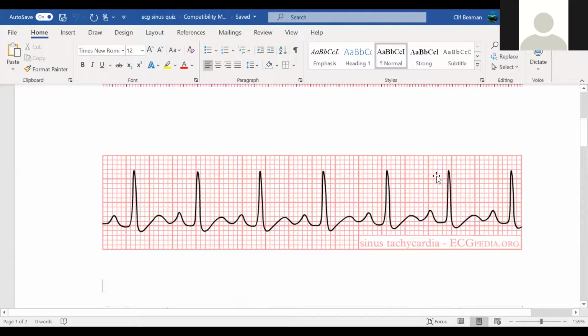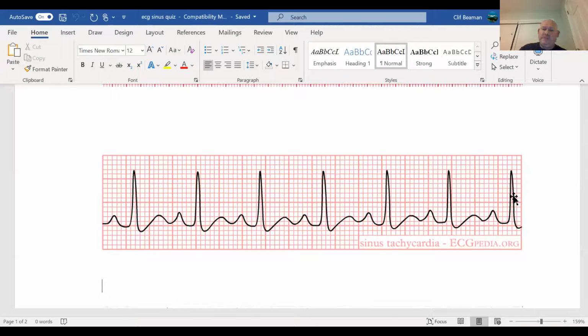How many 6 seconds are in a minute? 10. So if we multiply these 7 heartbeats times 10, that gives us a heart rate of 70. So by looking at this 6-second strip, this patient has a heart rate of 70. Okay, is that normal? Yes.